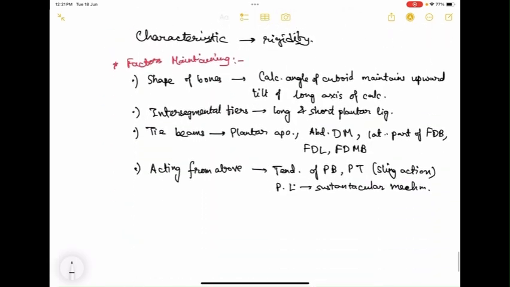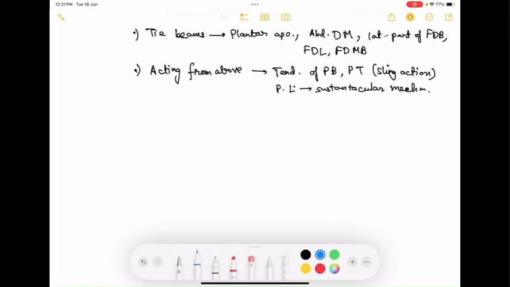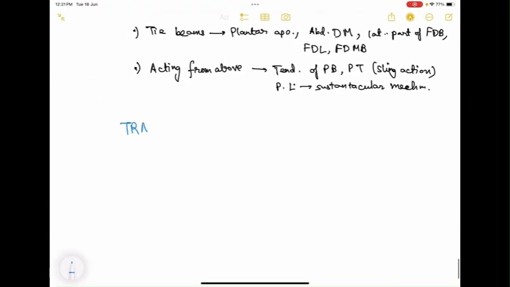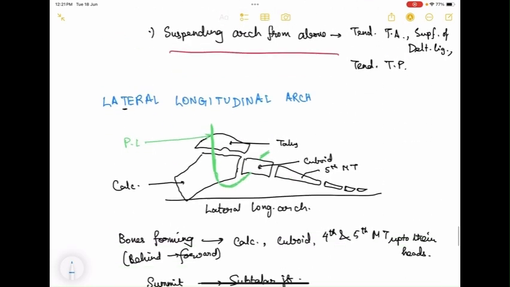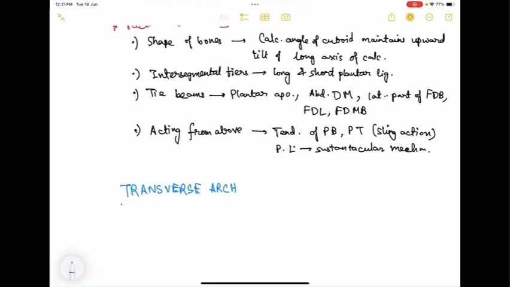Finally, going on to the transverse arch. After which we can discuss flat foot first, then we'll move on to congenital talipes equinovarus.